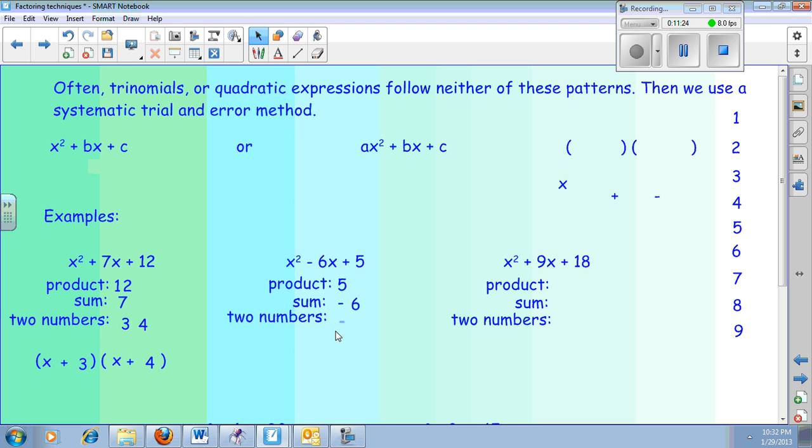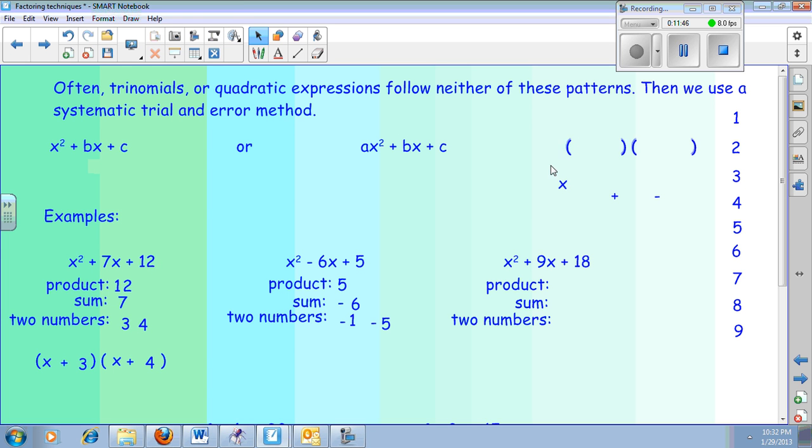So negative 1 times negative 5 gives positive 5, but negative 1 plus negative 5 is negative 6.